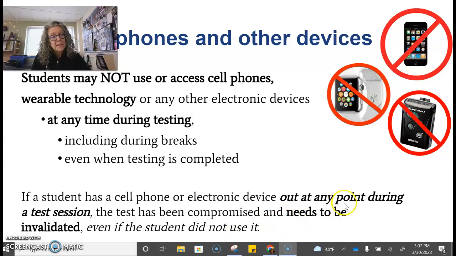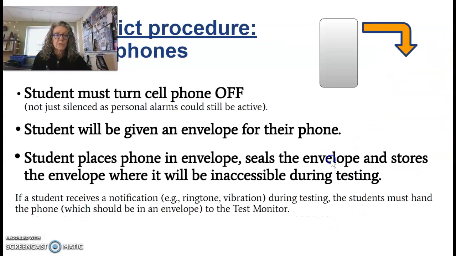If you have a cell phone or device out at any point, and we have to tell you this, and we'll tell you during the test as well, your test has been compromised and it needs to be invalidated, even if you didn't use it. So even if you just picked it up, like that's why we'll ask you to put it away so you're not even tempted to pick it up and then put time into the test and have it invalidated because of a silly error with your phone. So we'll try to help you do that.